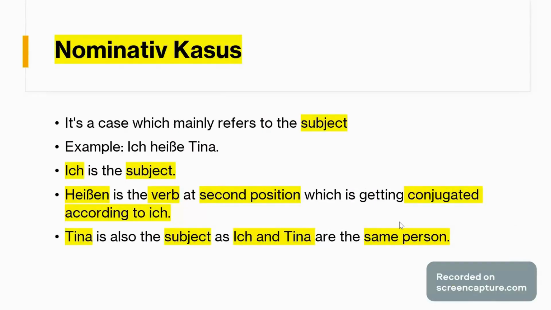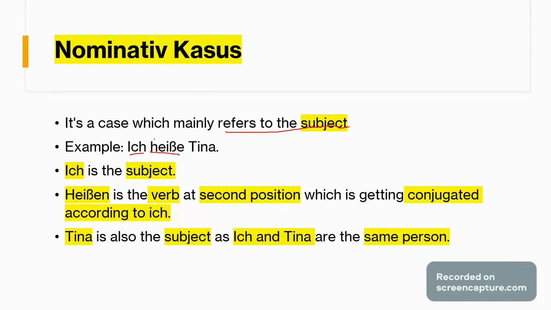Now let's talk about the nominative case. Now in German you have four cases, but in grade 6 you will learn the nominative case and the accusative case. And this chapter is devoted to nominative case. Now it is a case which mainly refers to the subject. Okay. For instance, if I have the sentence Ich heiße Tina. Heiße you all know means I am called. And since we are using ich, the conjugation will be heiße.